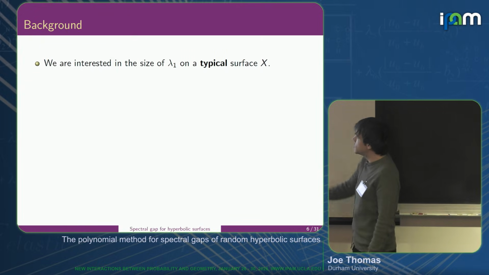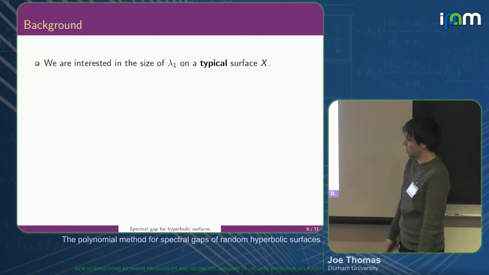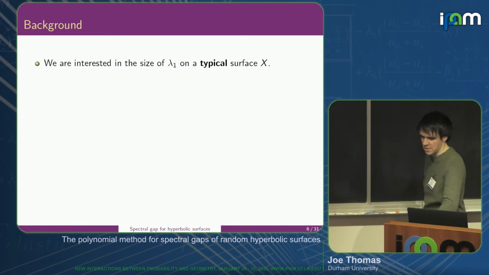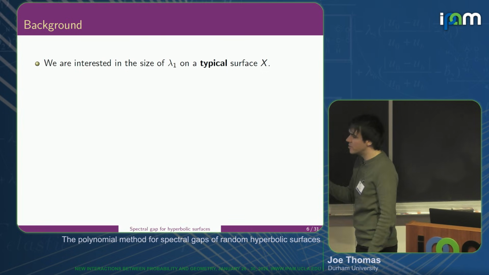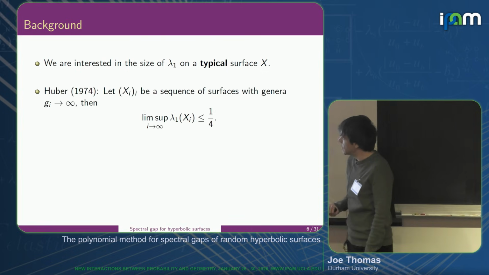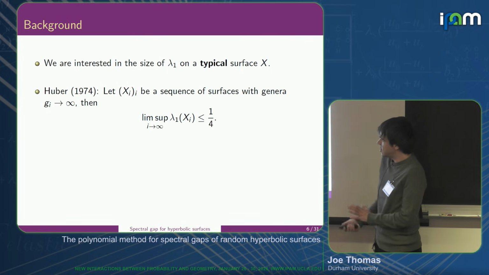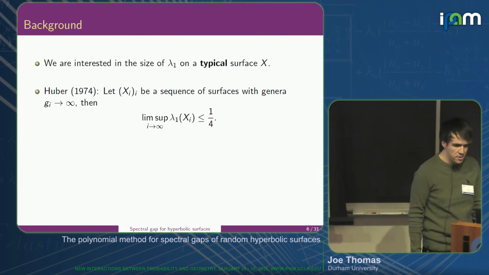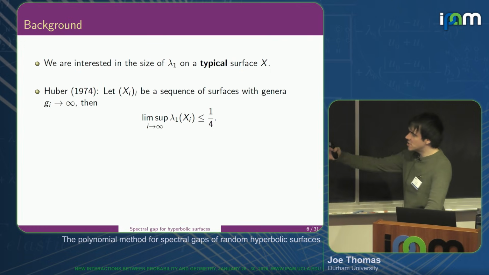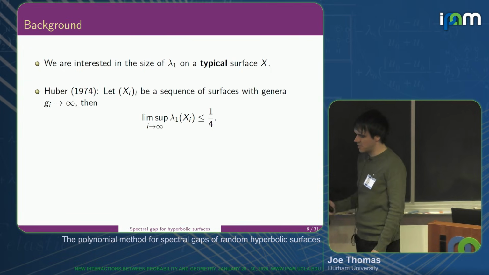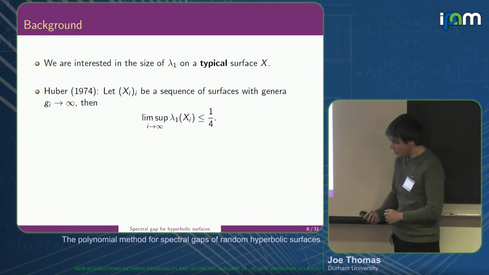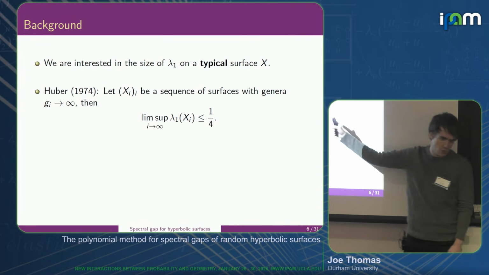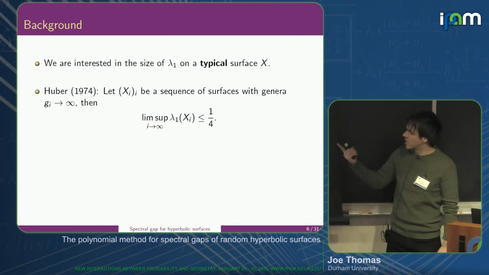And what I'm interested in is what this lambda 1 looks like on a typical surface in some random model. It'll be the Weil-Petersson model, but there's several models you can think of. But let's just be vague at the moment, think of some typical surface, okay? So if I work deterministically, there's this classical result of Huber and there's quantitative versions of this, say due to Cheng, that tells me if I look at a sequence of surfaces with genera going off to infinity or a diverging diameter, I look at lambda 1 along this sequence, I look at the limsup, it's bounded above by 1/4.